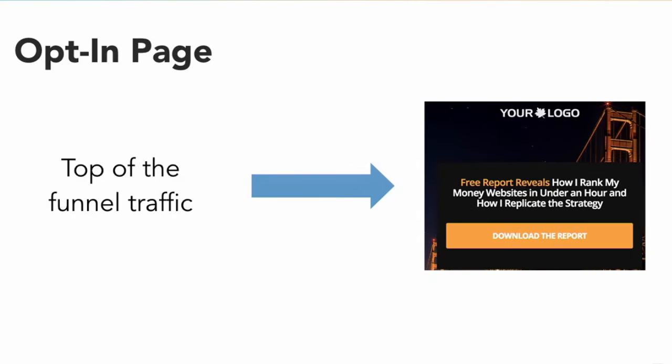An opt-in page is top of the funnel marketing, and that is when you're sending traffic to a page that looks similar to this one. The aim of an opt-in page is to get the data of your prospective customers. This data could be their name or their email address, but you want to squeeze that information out of them. As you can see, there's a little bit of text, and then you can download the free report.